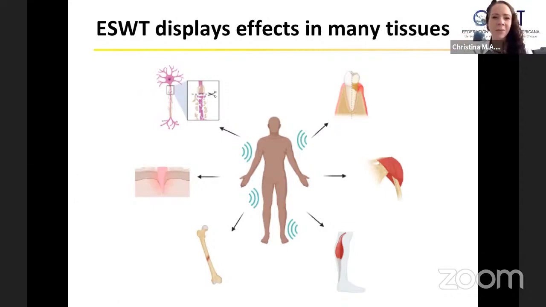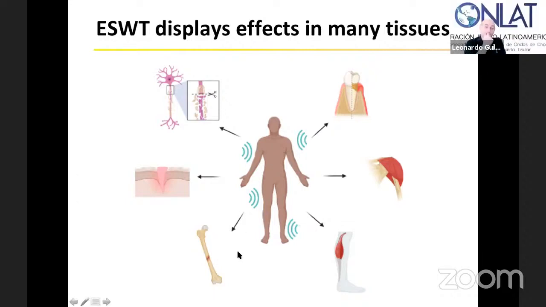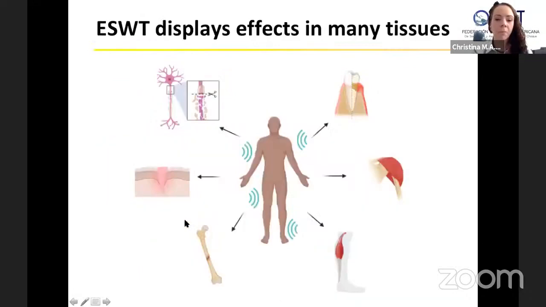And one thing you probably noticed was that extracorporeal shockwave treatment displays effects in many tissues. So we have beneficial effects of the extracorporeal shockwave treatment in bone regeneration, in wound healing, in tendinopathies, in calcification of the shoulder, in periodontal disease, nerve regeneration, and many more. And usually, as you know, those tissues do not respond to the same treatment. So why is it that shockwave treatment displays all these positive effects on so many different tissues?